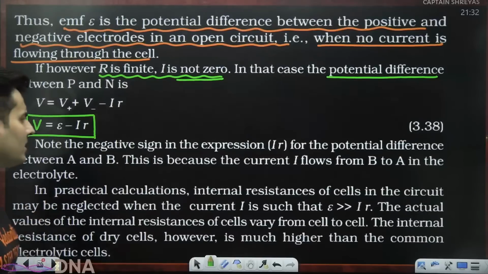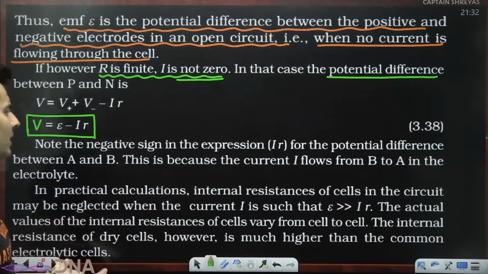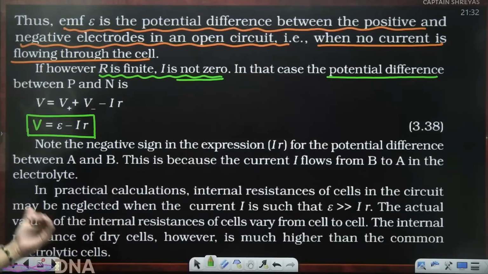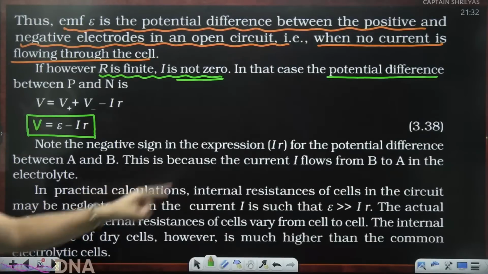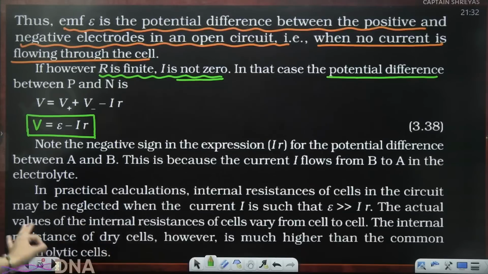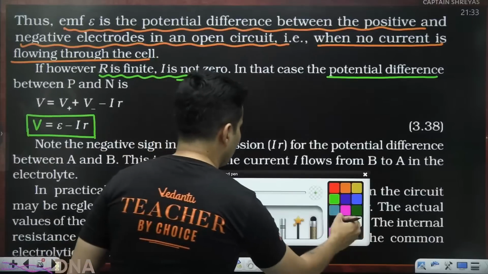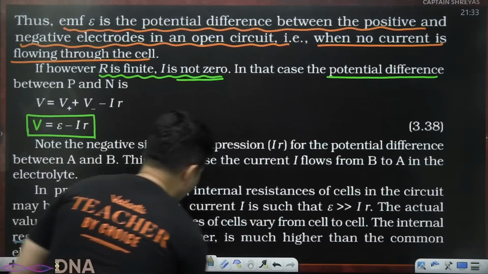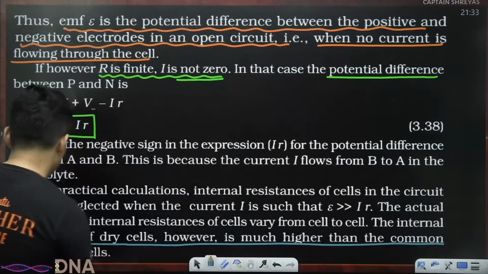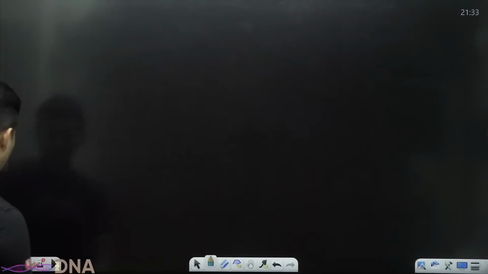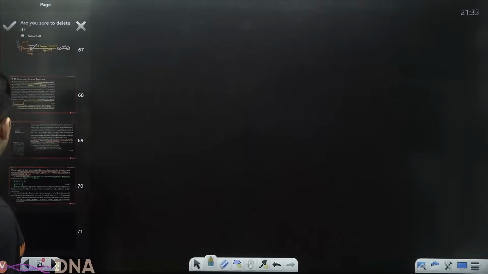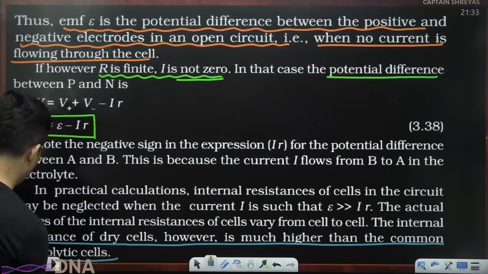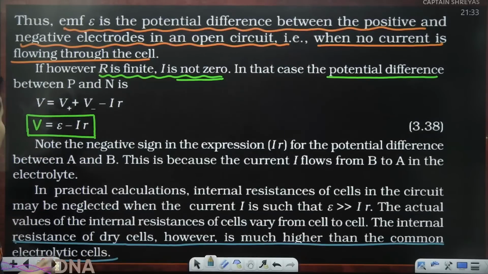For practical calculations, the internal resistance in the circuit may be neglected when the current is very small. The EMF is very large and Ir is very small. The actual values vary from cell to cell. The internal resistance of a dry cell, however, is much higher than that of an electrolytic cell. Okay, another important line over here: the internal resistance of a dry cell, it can come as a statement based question, is more than that of an electrolytic cell.